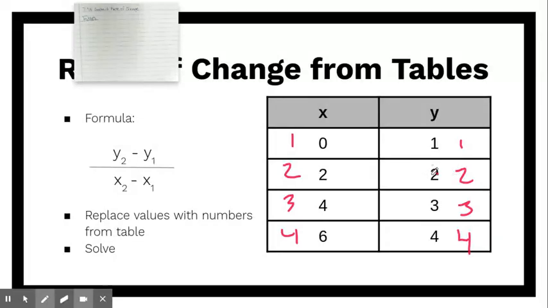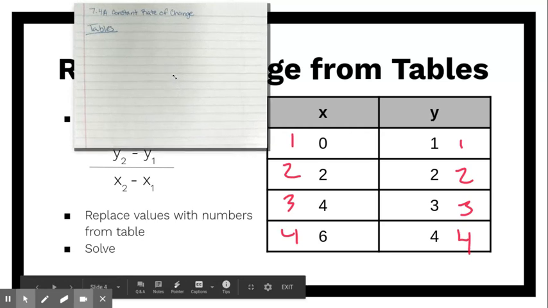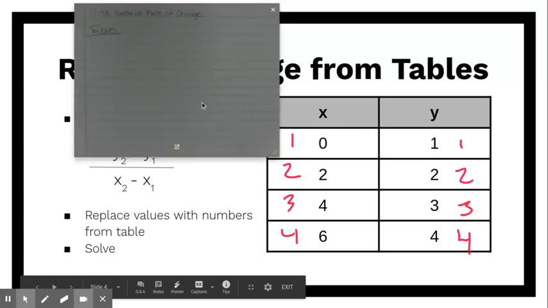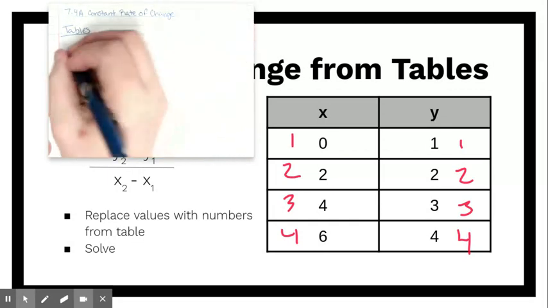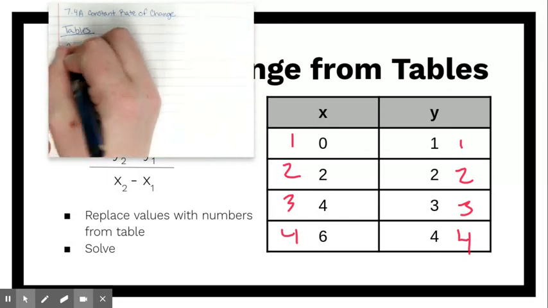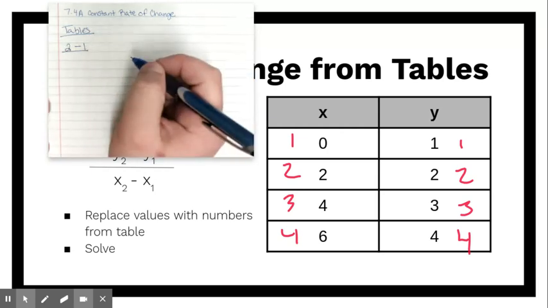I want to do 2 minus 1. So I'm going to write that down up here on my paper. So I want to do the second y minus the first y. So the second y is number 2, and the first y is number 1. So we're going to do 2 minus 1. Okay, and then we did the same with the x's.